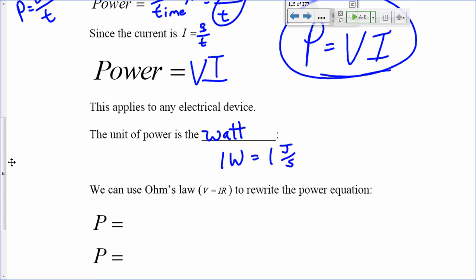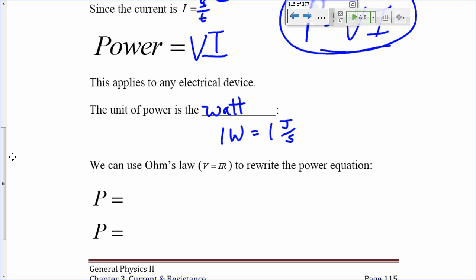And let's see, we can rewrite this power equation by substituting Ohm's law. So P was VI, so we can say P is also I times R times I. That's just substituting this in for V. I get I squared R. I'm just substituting Ohm's law in. What's the other expression then going to be? V times what?